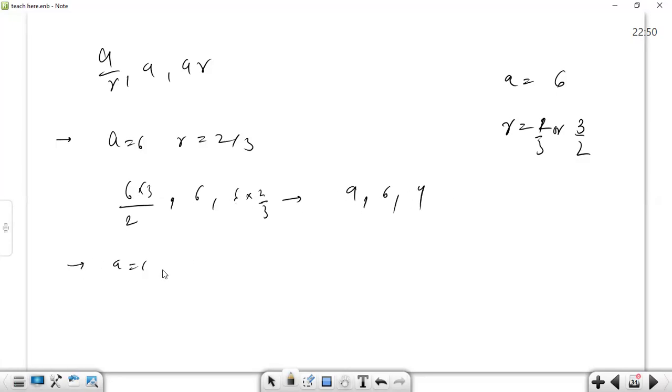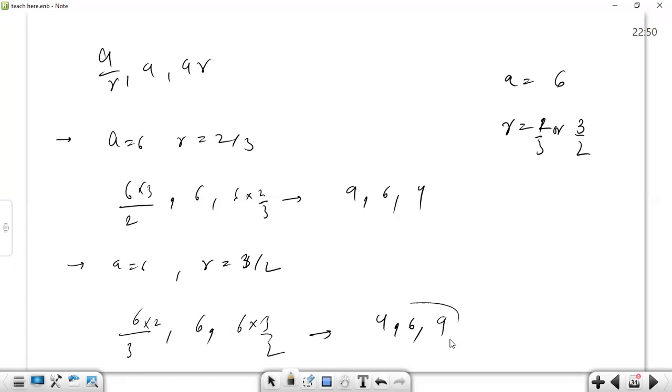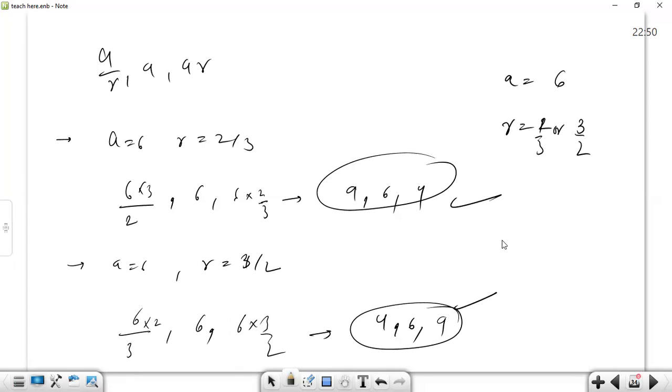Or let's assume A is 6 and R is 3 by 2 this time. So they will be the same actually. 1 by R is equal to R, so that's why this term should be the same. Anyways, A by R is 6 into 2 by 3, that is 4, then 6, and AR is 6 into 3 by 2, that is 9. So 4, 6, 9 or 9, 6, 4, they are the same three numbers. So the three numbers, 4, 6, 9, is the correct answer.